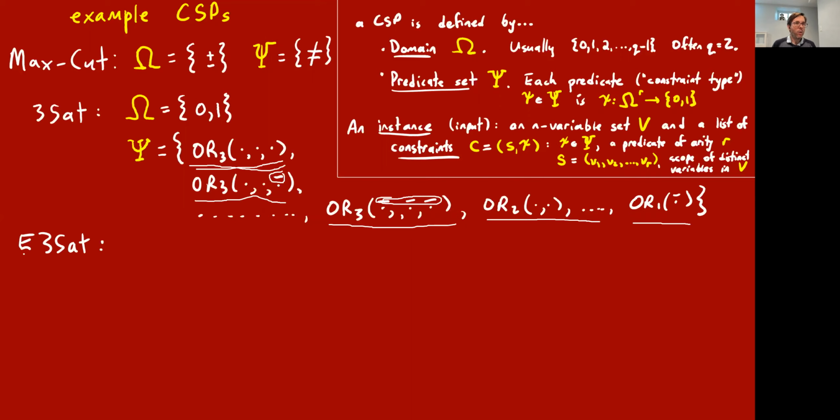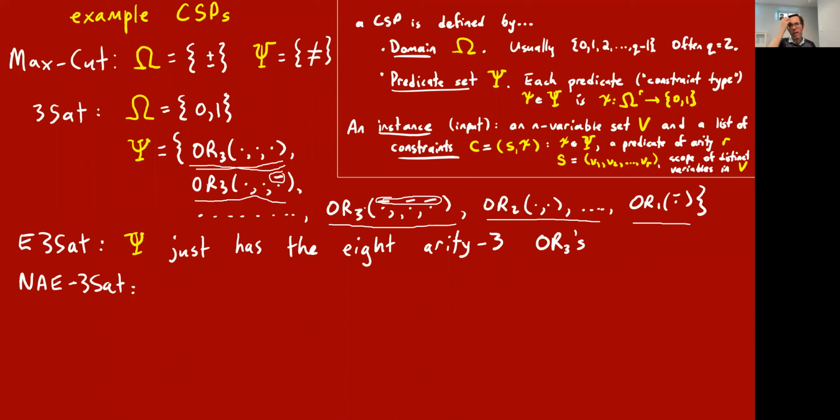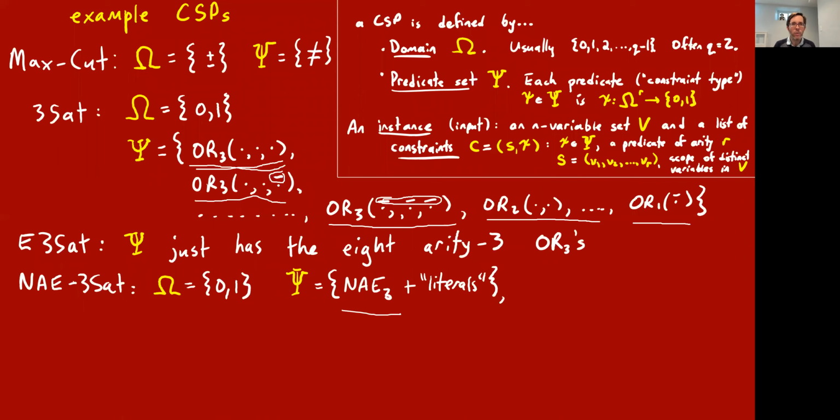On the other hand, if you care about E3-SAT, that again just refers to all the clauses having to have length exactly 3, and so then Psi would just have the 8 arity-3 ORs. Another pretty cool constraint satisfaction problem is called NAE3-SAT. There again, it's kind of like 3-SAT. The domain is 0 and 1, and Psi is also going to have 8 constraints, but you take the NAE3 predicate, plus you allow literals.